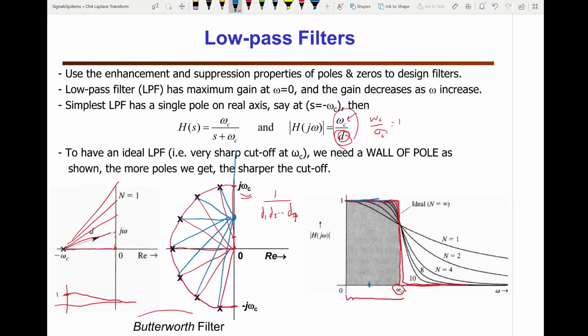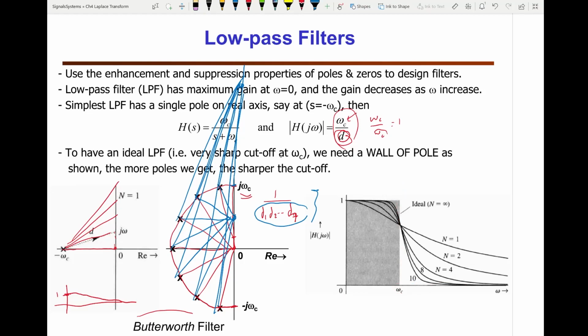Until the frequency is above the cutoff frequency somewhere here, then everything just goes up. And the product 1 over d1 times d2 all the way to d7 becomes extremely small, and it goes to 0. The higher the order, the closer your filter will be to the ideal case. And here is a plot of different orders. This is the ideal. This is the first order filter, which is this one here.